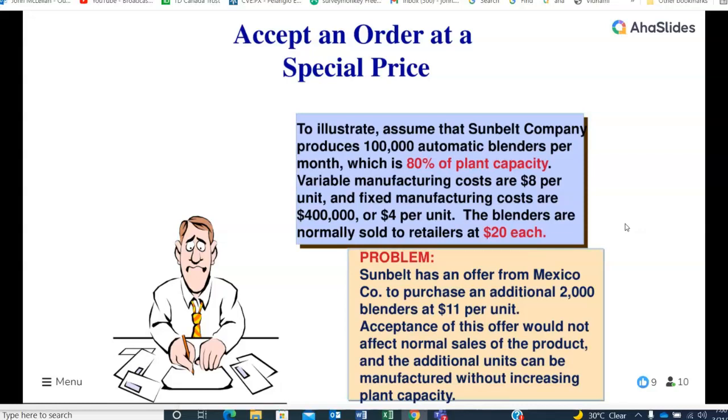The problem. Sunbelt has an offer from a Mexican company to purchase an additional 2,000 blenders. Can I do that? Oh yeah, I have the capacity. I'm only at 80%. 2,000 is nothing. But they're willing to pay only $11 per unit. Acceptance of this order should not affect normal sales of the product. Any additional units can be manufactured without expanding capacity. Okay. Do I do it or don't I do it?